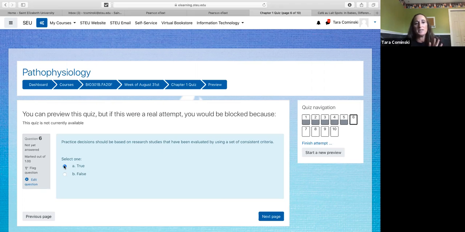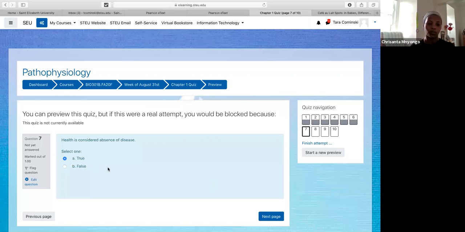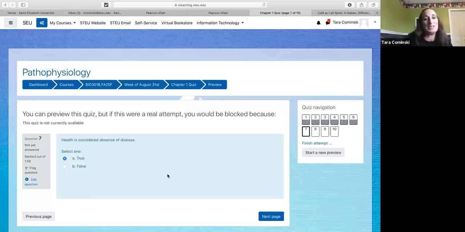Remember, evidence-based practice? We remember that term? So just know what it means. Essentially, it means that... Health is considered absence of disease. True or false? True. Obviously, it's a very simple statement there, but yes, true.